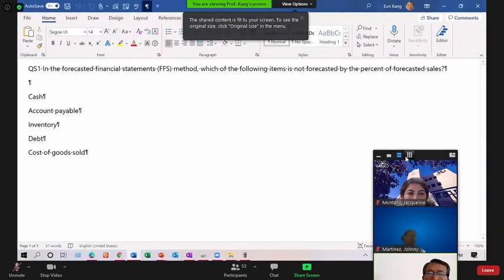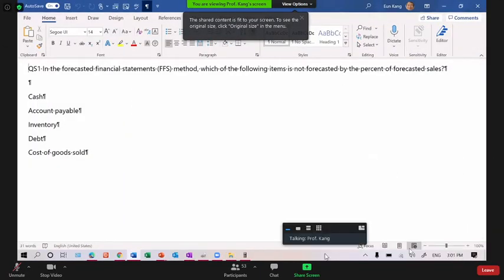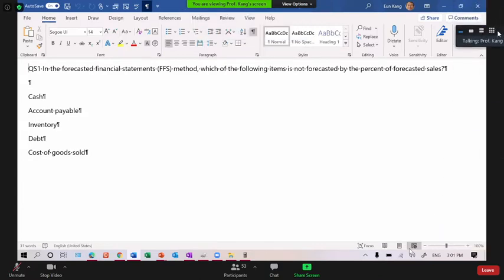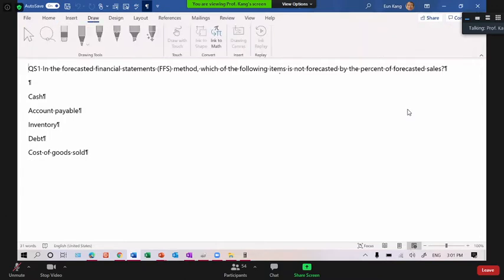So this was the quiz, right? First quiz. Second, S means second set, after the first midterm exam. So QS1, second set, first one. So in the forecasted financial statement method, which of the following is not, what's going on?